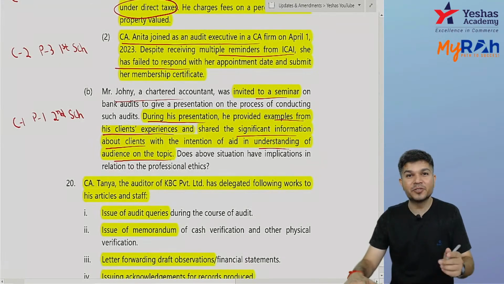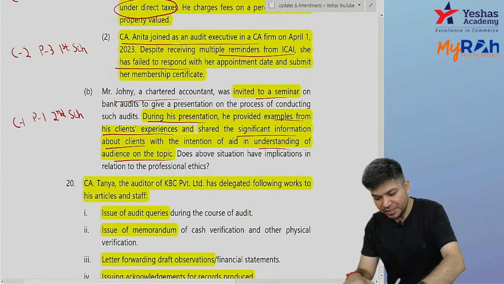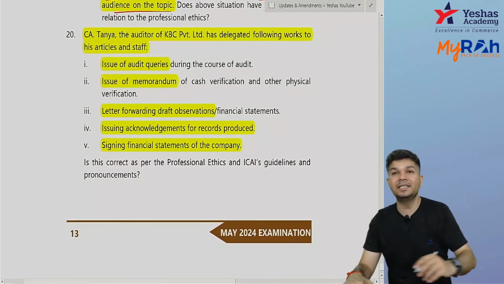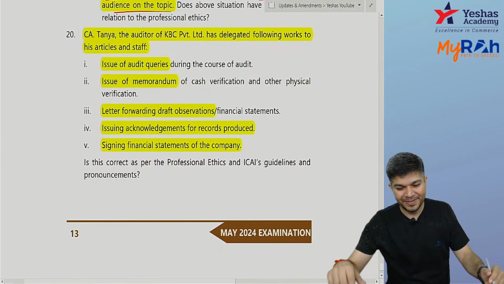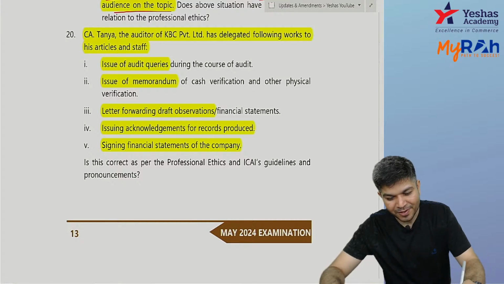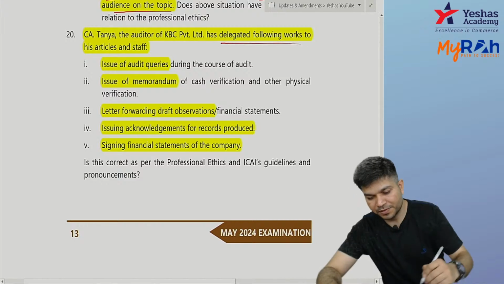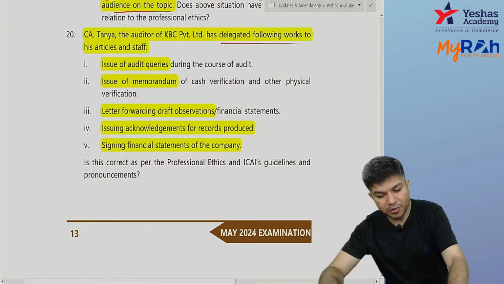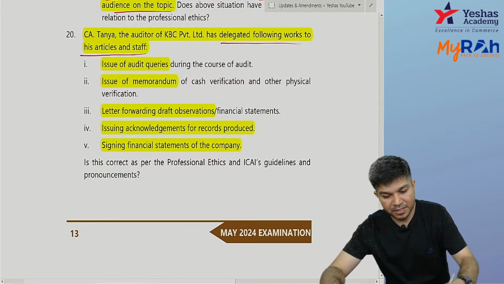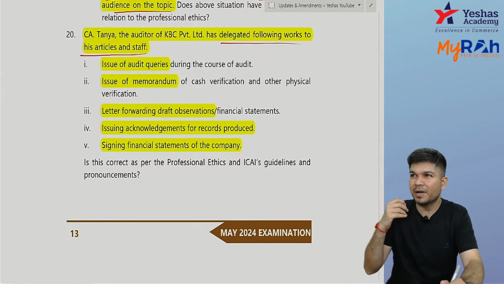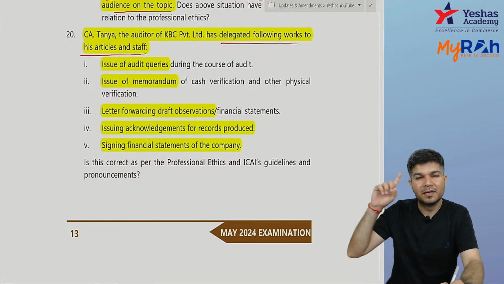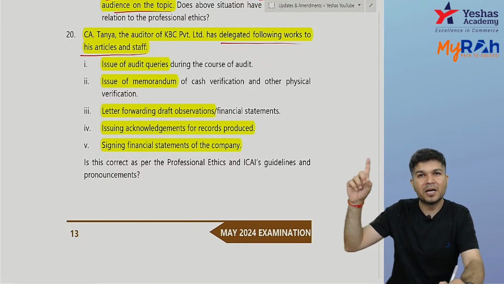Moving ahead, last question of this RTP, question number 20. Finished. Okay, CA Tanya, the auditor of KBC Private Limited, has delegated the following works. You delegated the following work to your articles and staff. What? Issue of audit query. Can I delegate the work to my article? Clause number 12, part 1, first schedule.